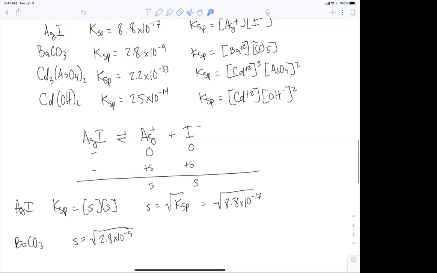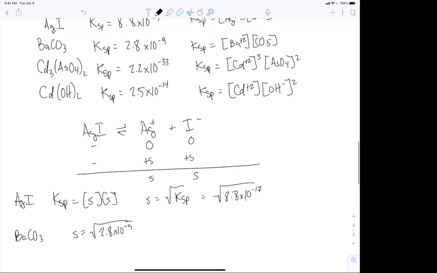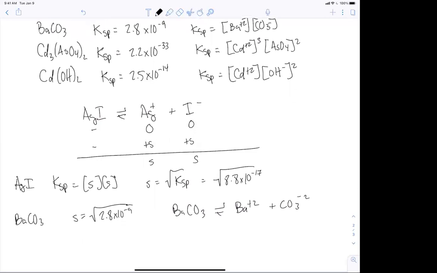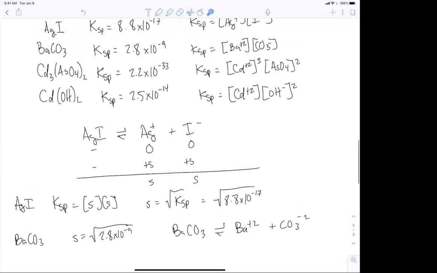You can see that it doesn't really matter for these two because they have the same subscripts and they break up in solution in the same way. If I wrote out the reaction for barium carbonate, it just looks like this. What we end up losing is plus S and plus S. So it doesn't really matter. If I take the square root of both of these numbers, relatively speaking, it's not going to change which one has more solubility, just comparing their KSPs.